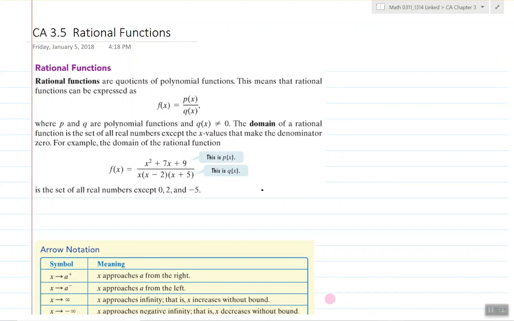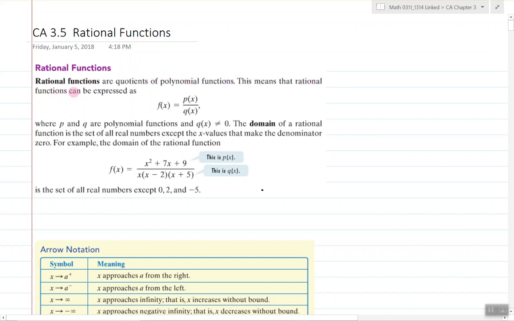This is lesson 3.5, and we're going to be moving on to a new kind of function, this one called a rational function. We have just spent the last several lessons talking about quadratic functions and polynomial functions, and now we're going to look at this kind that are called rational. A rational function or rational functions are quotients of polynomial functions.